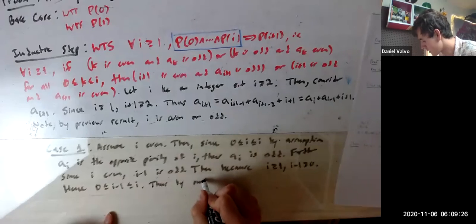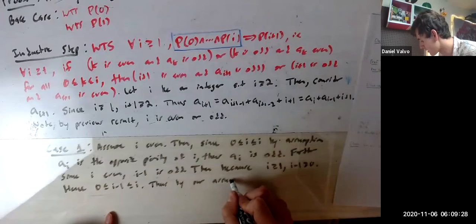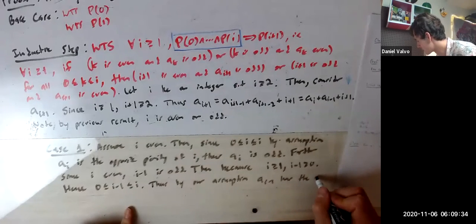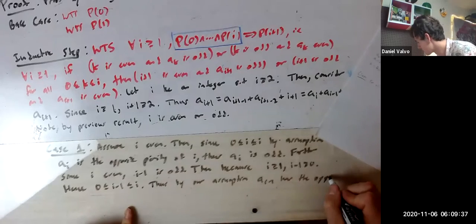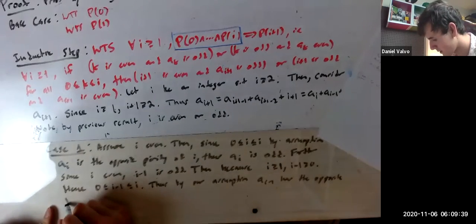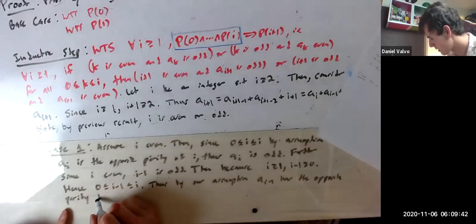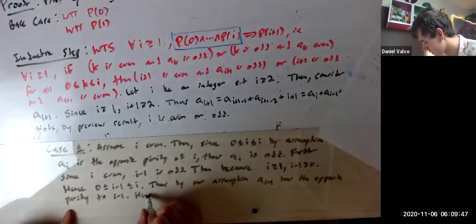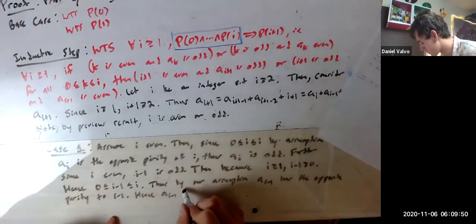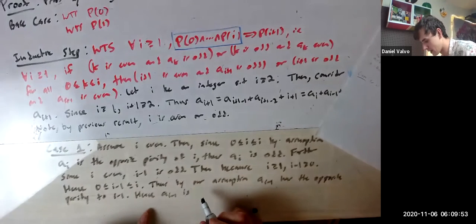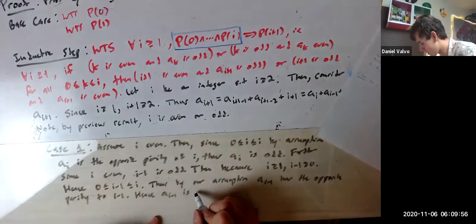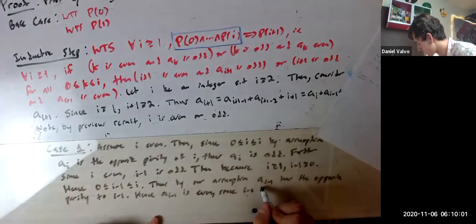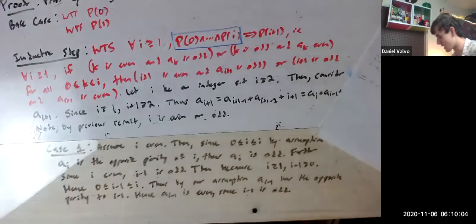Thus, by our assumption, a of i minus 1 has the opposite parity to i minus 1. Hence, since i minus 1 is odd, a of i minus 1 is even.